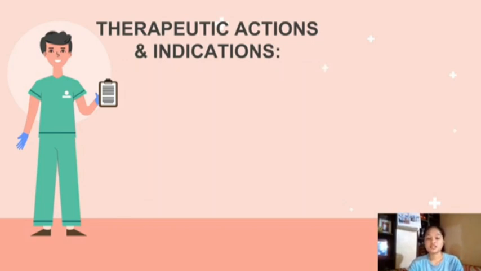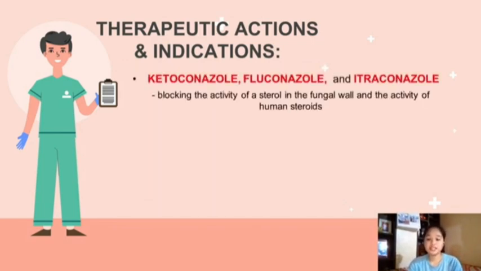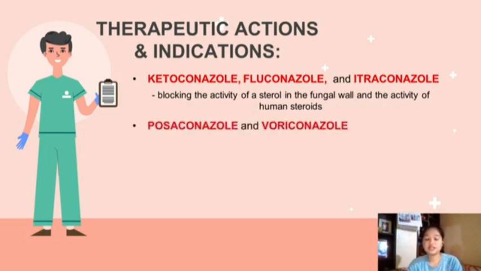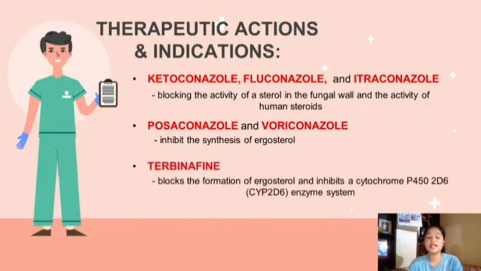Meanwhile, ketoconazole, fluconazole, and itraconazole block the activity of sterols and the synthesis of human steroids, as well as testosterone and cortisol. While posaconazole and voriconazole inhibit the synthesis of ergosterol. And lastly, terbinafine blocks the formation of ergosterol and the cytochrome P450 enzyme system.